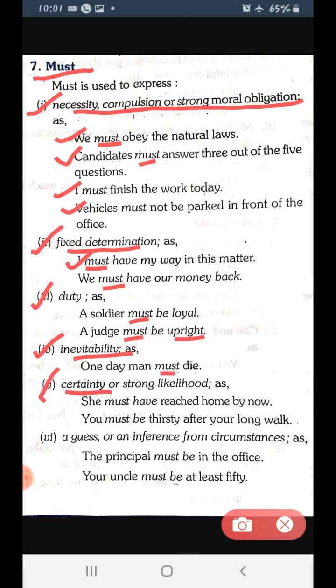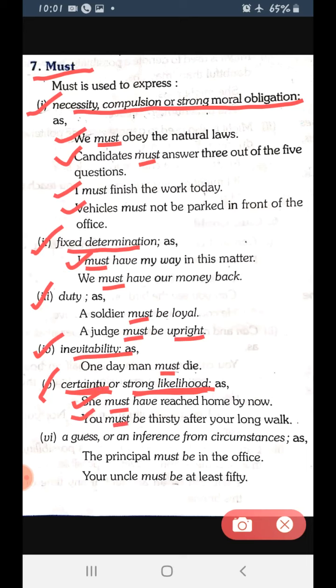Now point number 5, certainty or strong likelihood. Certainty means possibility, sure. A strong likelihood means in favor of. Example, she must have reached home by now. So now it is sure, it is certain that she must have reached home by now. So it shows the certainty. That means possibility. Example number 2, you must be thirsty after your long walk.